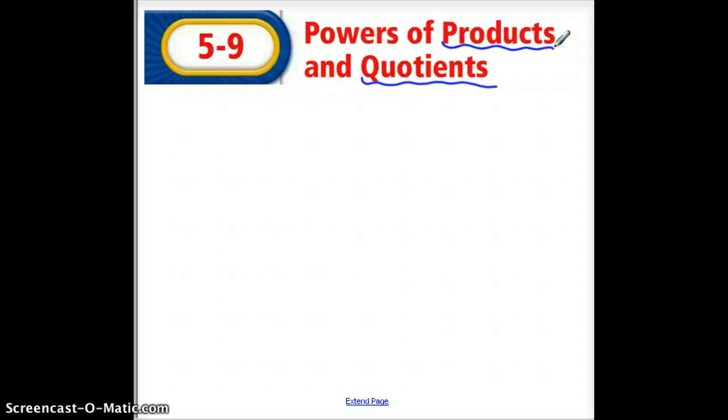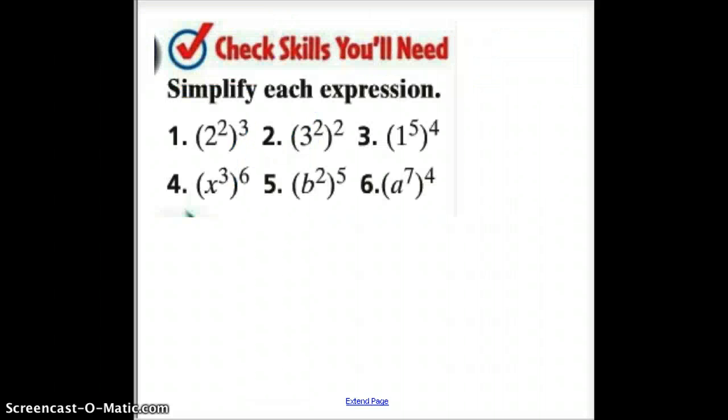All right, so an example of a product is in a parenthesis. If I have two things being multiplied, that's a product, and that is raised to a power. We're going to learn how to solve that. When we solve, it's important we remember what we learned last chapter.